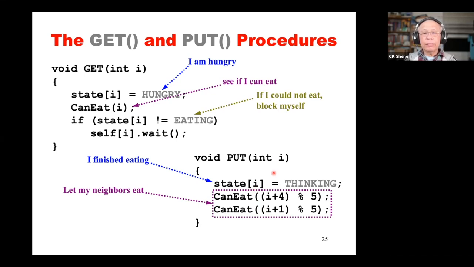Now look at this put. When philosopher I finishes eating, it sets its state to thinking, and then calls can eat to determine whether his left neighbor can eat. If his left neighbor can eat, then inside the can eat function, his left neighbor will be signaled. In other words, his left neighbor's self, I plus 4 mod 5, will be signaled. Whether his left neighbor is there or not doesn't matter. If his left neighbor is not there, the signal is lost. And after releasing chopsticks and checking whether his left neighbor can eat or not, philosopher I goes for his right neighbor and does essentially the same thing.